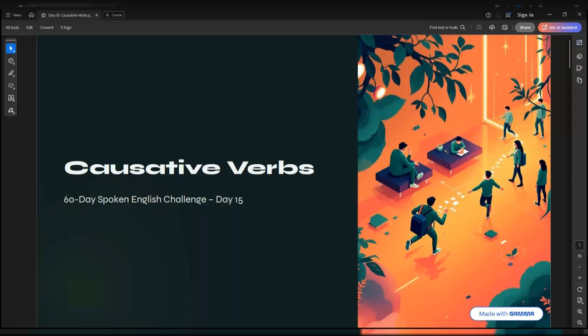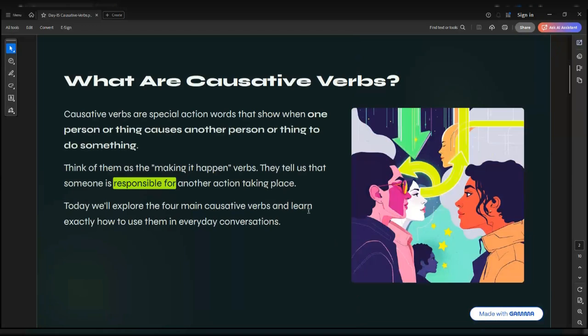So first of all, we have causative verb. What is a causative verb? Causative verbs are special action words that show when one person or thing causes another person or thing to do something. When something causes someone else or something else to do something, to force it or allow it to do something, that is called a causative verb. Think of them as making-it-happen verbs. They tell us that someone is responsible for another action taking place.